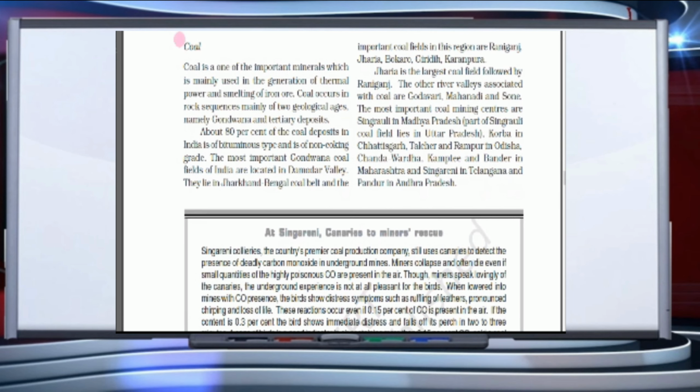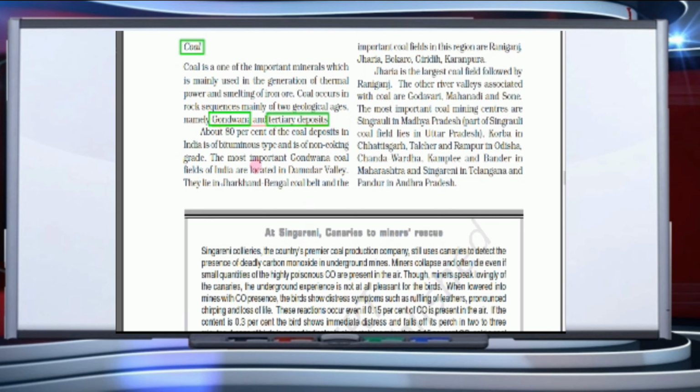Students, yesterday we read about coal, and we have also discussed that coal is of four types, that is lignite, bituminous, anthracite, and peat. Then I've told you what are Gondwana deposits and what are tertiary deposits. Gondwana deposit is the one which was formed 200 million years ago, and tertiary deposits are those which were formed almost 50 million years ago. That is the difference between Gondwana and tertiary deposits.